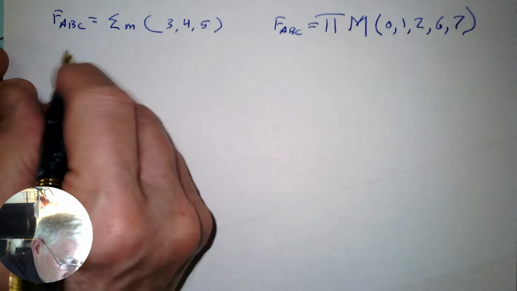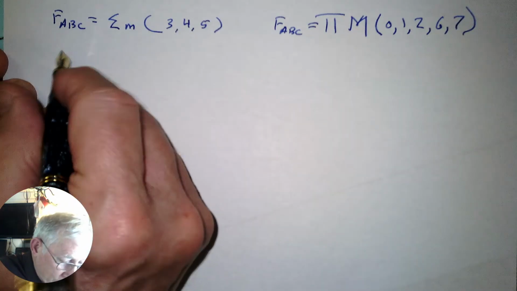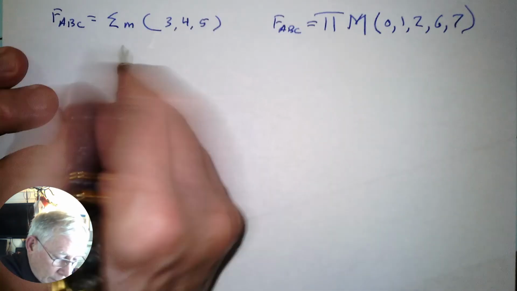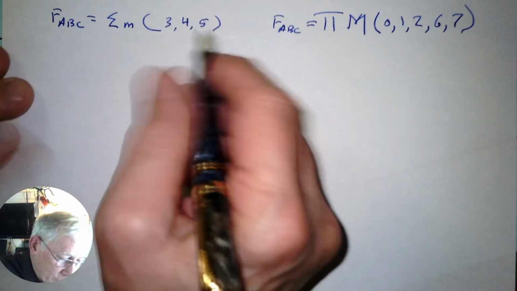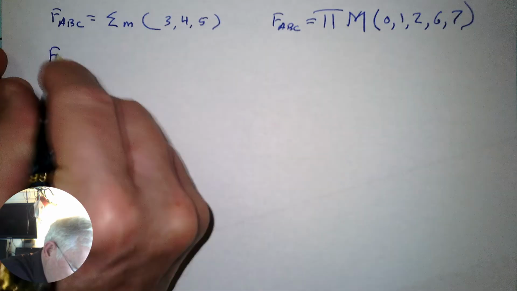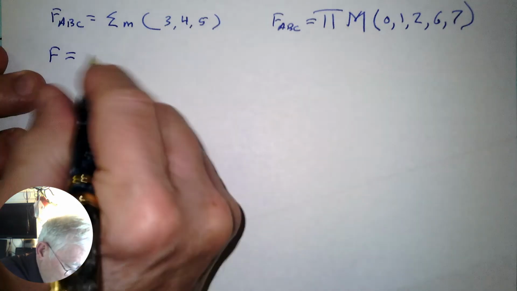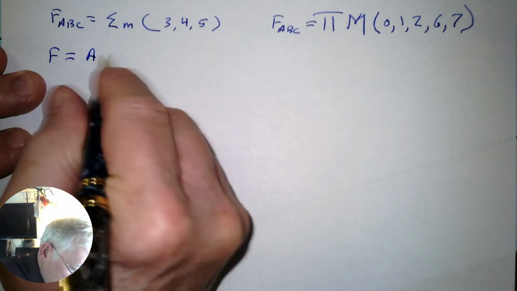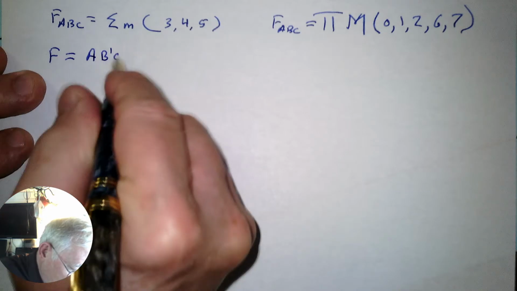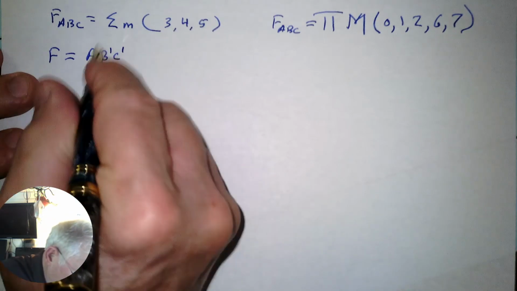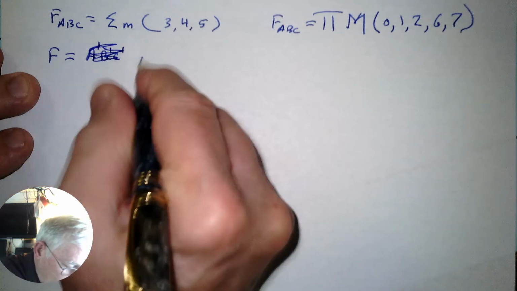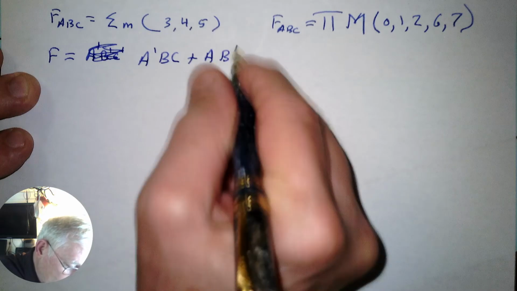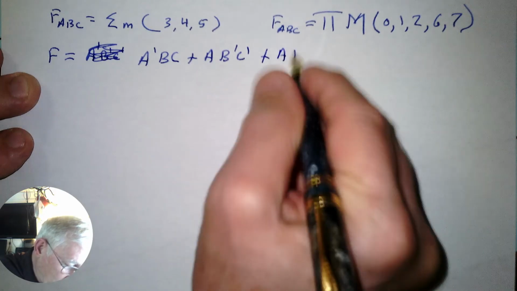So I'm first going to write this expression. So f for the minterm expression is going to be a prime bc plus a b prime c prime plus a b prime c.